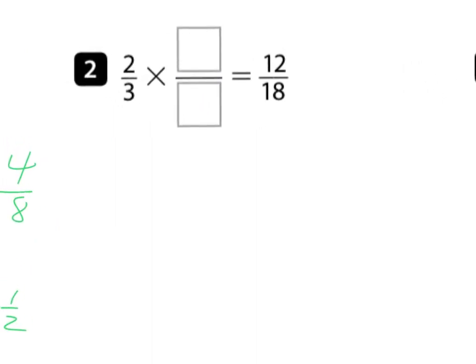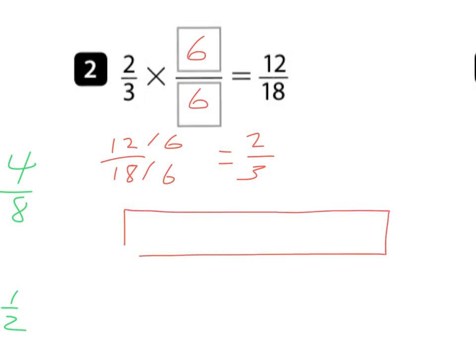You have 2/3 times what will get me to 12/18. So 2 times what equals 12? That would be 6. 3 times 6 equals 18. And to check our work, we can do 12/18. And what do we divide those by in order to get to 2/3? 12 divided by 6 and 18 divided by 6 will get me to 2/3.